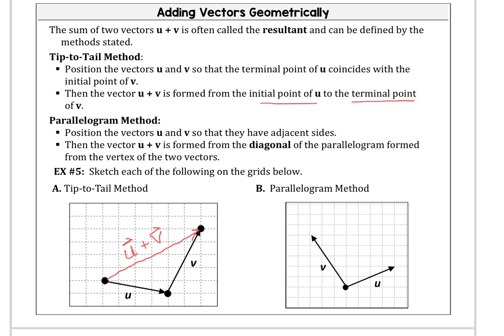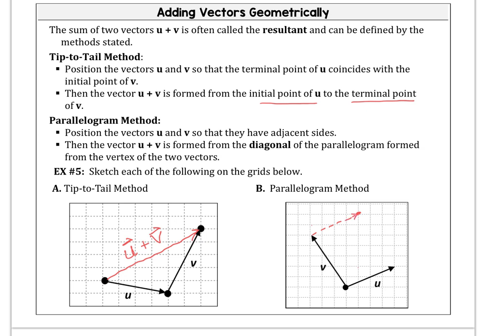The parallelogram method, we're going to take vector u here and vector v in the opposite direction. We're going to move vector u up here at the tip of vector v. So how does that look? That vector u went 2 up and 4 right. So 2 up and 4 right puts the end of vector u right there.